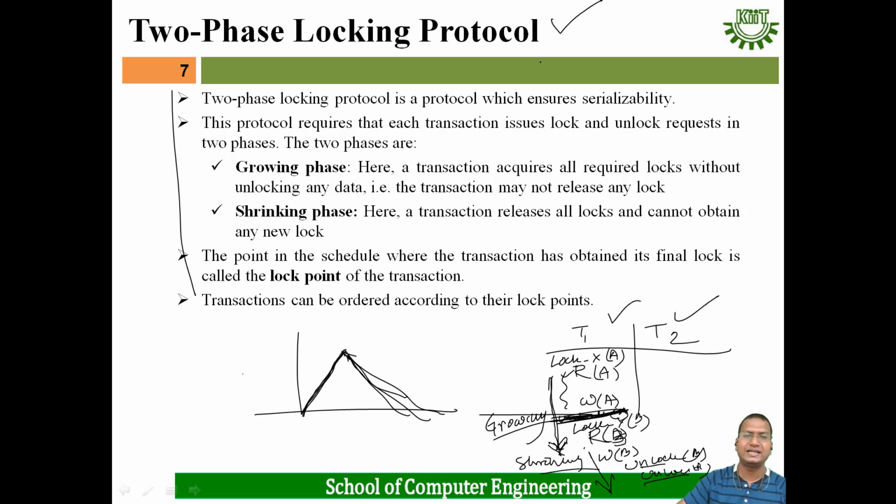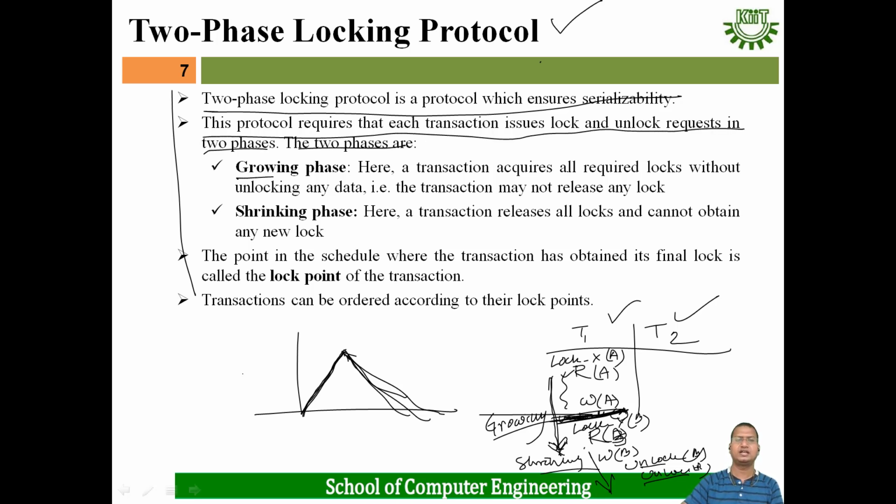We'll see that. Two-phase locking: first point is that the two-phase locking protocol is a protocol which ensures serializability, and this protocol requires that each transaction issues lock and unlock requests in two phases. The two phases are the growing phase and the shrinking phase. In the growing phase, a transaction acquires all required locks without unlocking any data. That is, the transaction may not release any lock. And in the shrinking phase, a transaction releases all locks and cannot obtain a new lock. And the point in the schedule where the transaction has obtained its final lock is called a lock point.